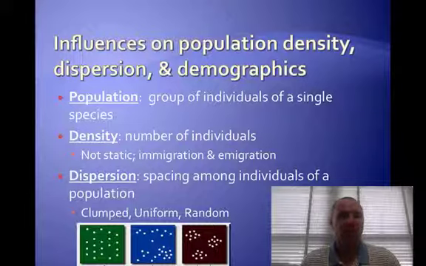It's not going to be static because it's not going to stay consistent necessarily, because not only are birth rates and death rates going to change the density of the population, but also things coming into and out of it by immigration and emigration are going to affect it. And finally, there is going to be dispersion, which is the space among individuals in a population.